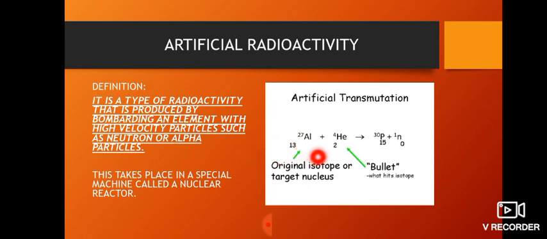Let's look at an example of an artificial transmutation reaction or artificial radioactivity. On your screen, you have aluminium-27 with atomic number 13. Now we are going to bombard aluminium-27 with helium atoms or alpha particles. This is what the screen described as a bullet, because we are going to fire or bombard the aluminium element with these alpha particles.